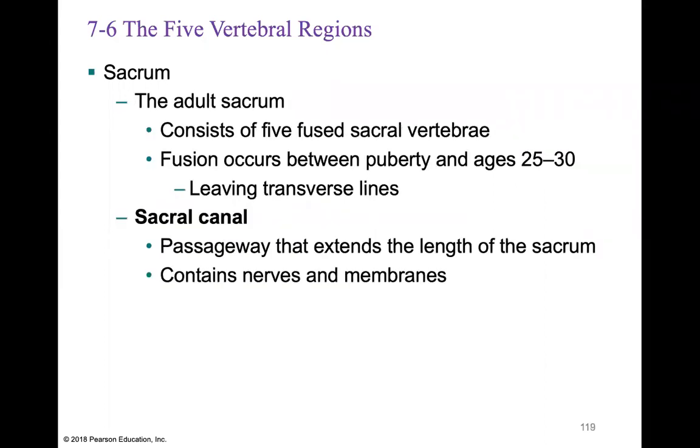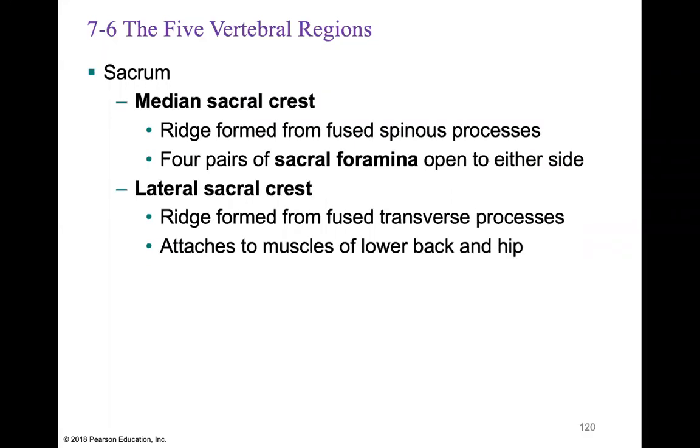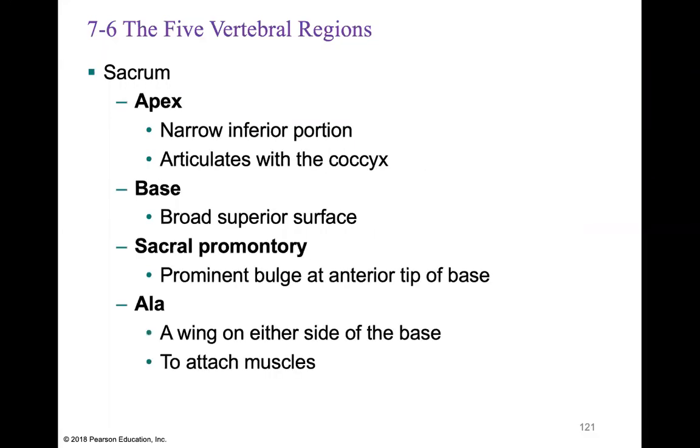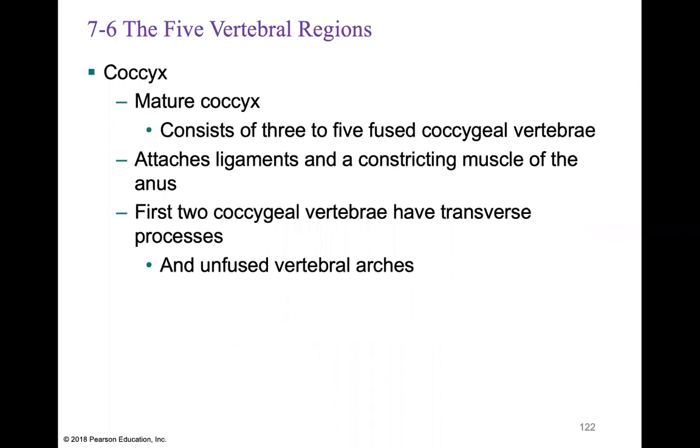The adult sacrum will consist of 5, I've seen 6, sometimes 4, fused sacral vertebrae. The fusion occurs between puberty and ages 25 to 30. Looking at the sacrum, these are just some angles and edges of the sacrum. I'm not too concerned that you guys are familiar with all of those.